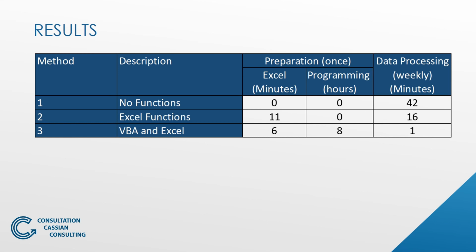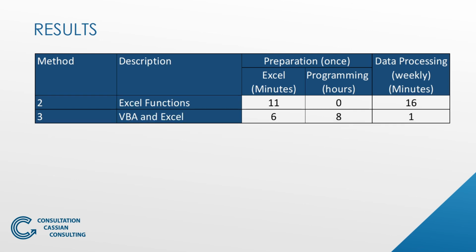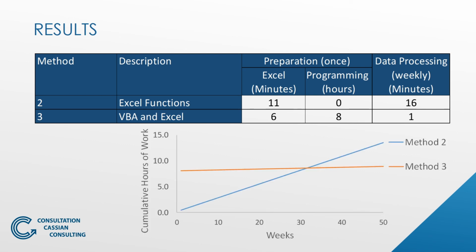When we compare method 1 and method 2, we can immediately see that method 1 is not a great solution. So we will remove method 1 from consideration and compare only method 2 and method 3. To compare these two methods, we will look at the cumulative hours of work. And here on this graph, we can see that for method 3, VBA, although the investment in the beginning is significant, the payback comes after 7 months, which is fairly quick.